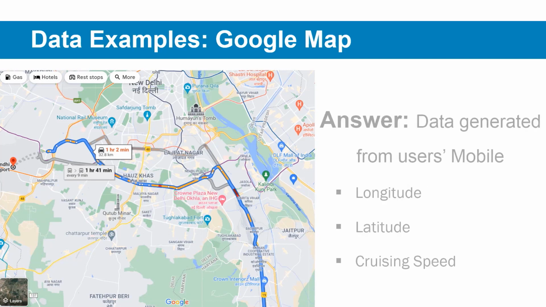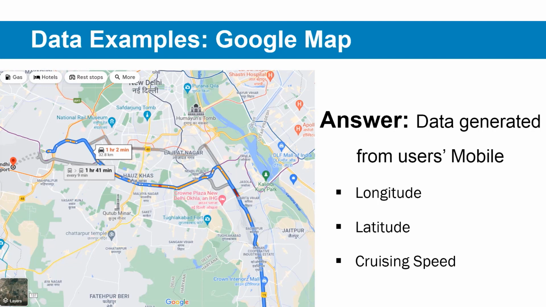The answer is again data. The data which is generated from us and many like us. Google Maps gathers the data generated from users' mobiles to determine the latitude and longitude and the speed of the car, and uses all this information to predict the live traffic situation and advise us the best path to follow.